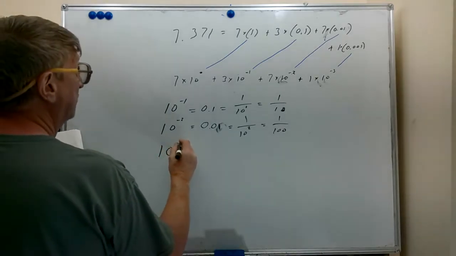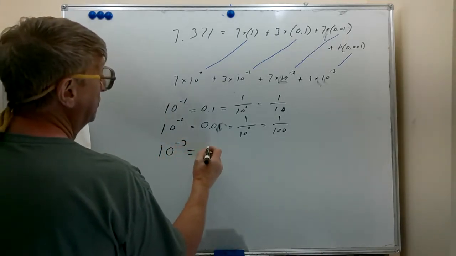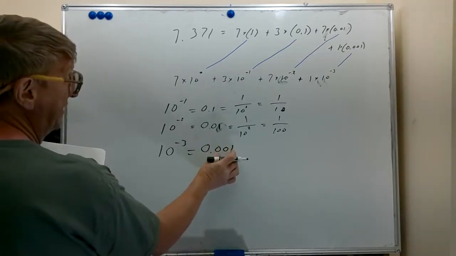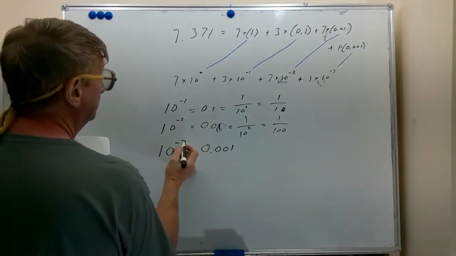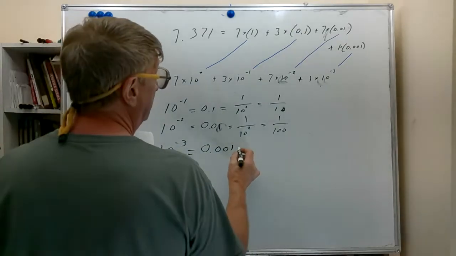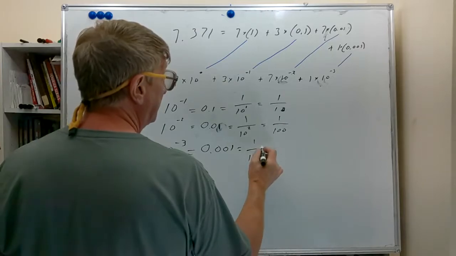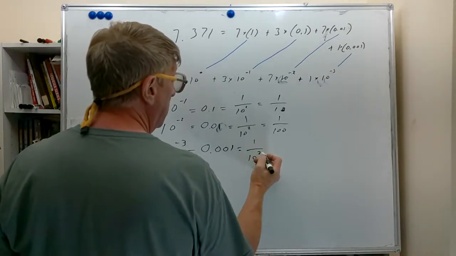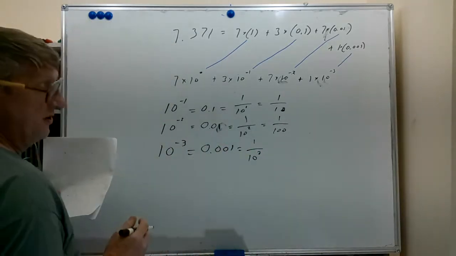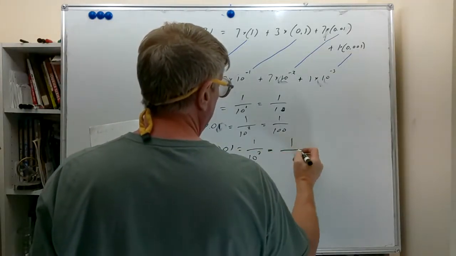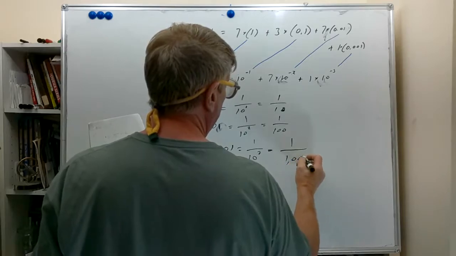10 to the minus 3 equals 0.001. 3 decimal places, negative 3, which is equal to 1 over 10 to the positive 3. We changed the sign, we moved it to the denominator, which is equal to 1 over 1,000. 1/1000th.